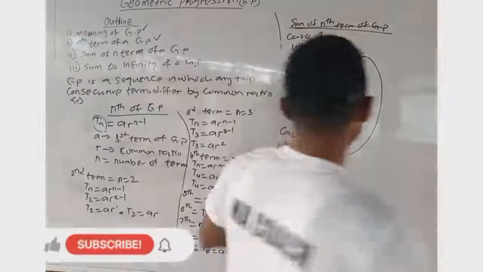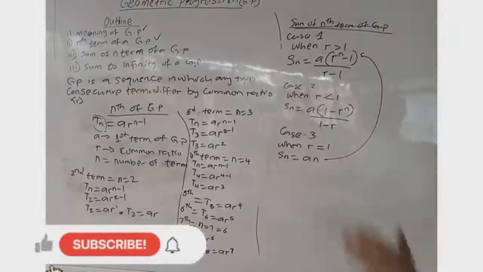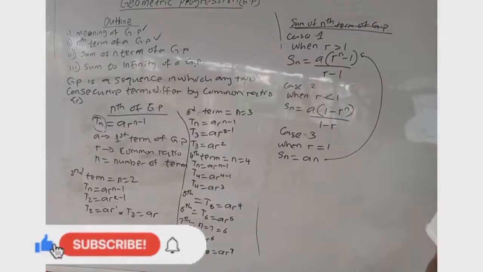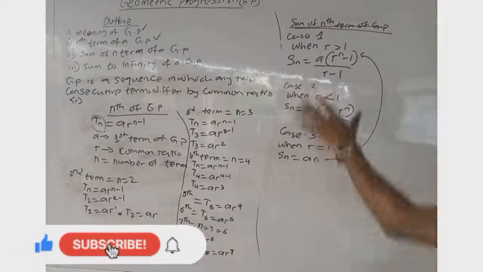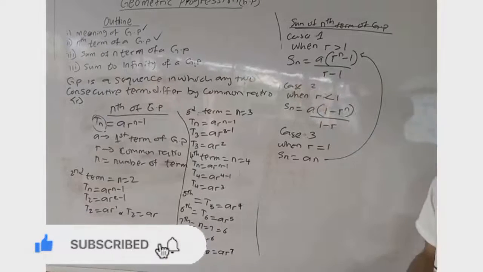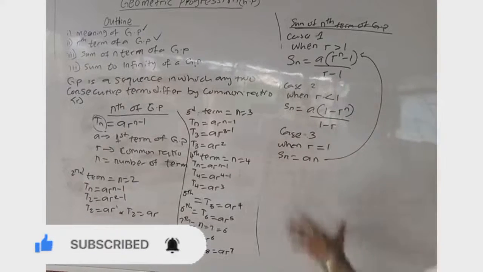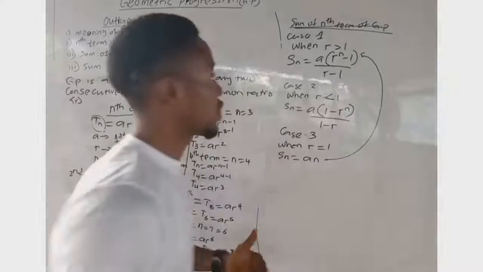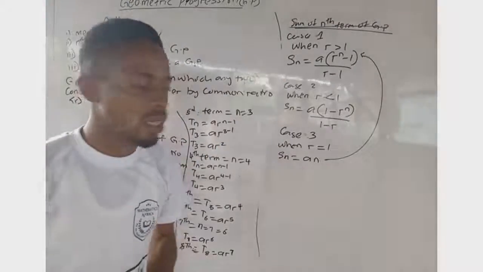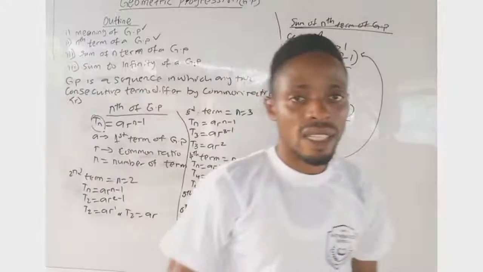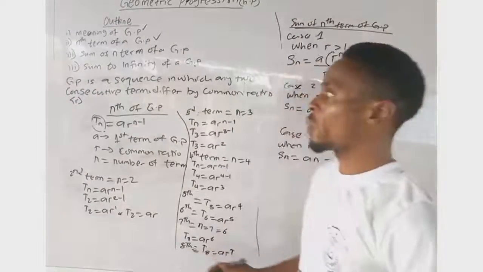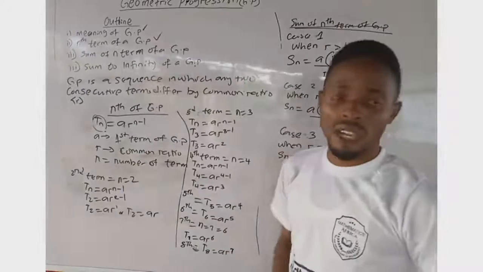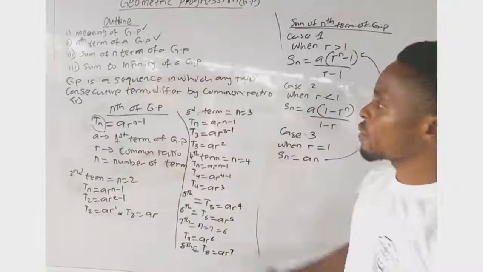So just note, anytime r is greater than 1, you use this formula to calculate the sum of a GP. And when it is less than 1, you use this formula to calculate the sum of a GP. And if it is equal to 1, you use this formula to calculate the sum of a GP. So I think it's all about the sum of a GP. We do the calculation part of it in the next video. This is just the summary of the GP. So let's move to the last one now.